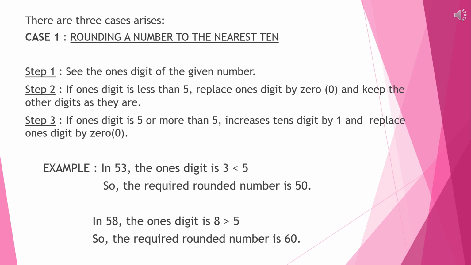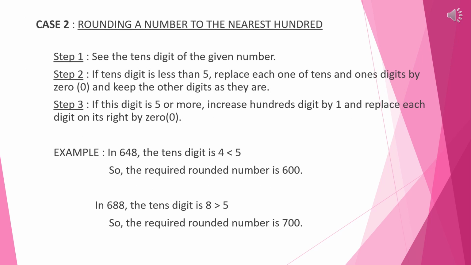Now second example, we have to round the number 58. In 58, according to the Indian number system, the ones digit is 8 and the tens digit is 5. That means 8 is greater than 5. So we have to follow the third step. According to step third, increase the tens digit by 1. That means 5 increased by 1 is equal to 6, and replace the ones digit by 0. 8 is replaced by 0. So the required number is 60.